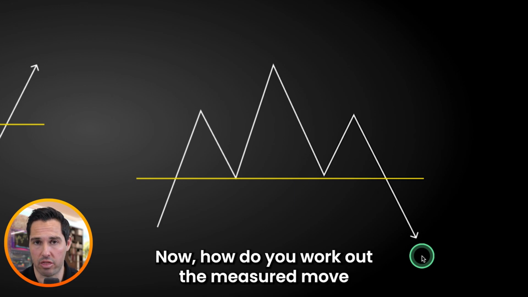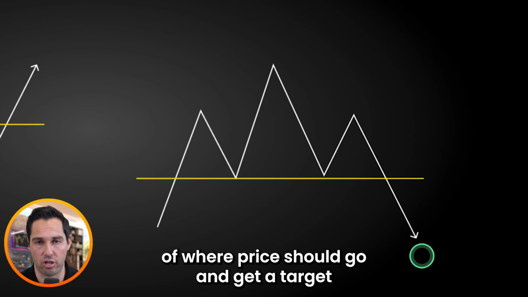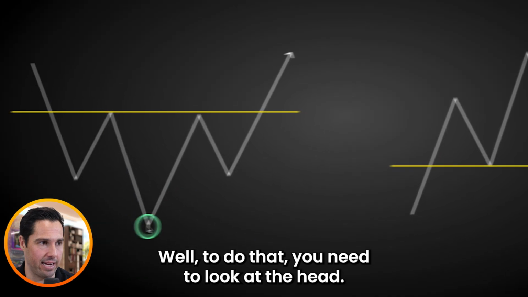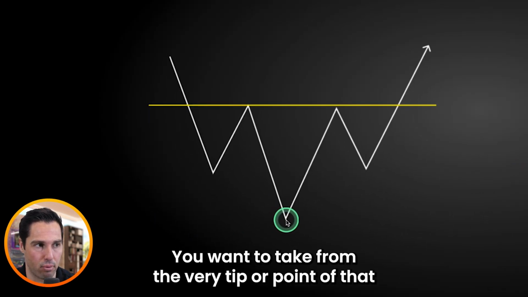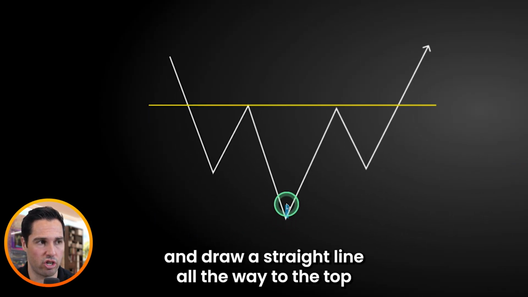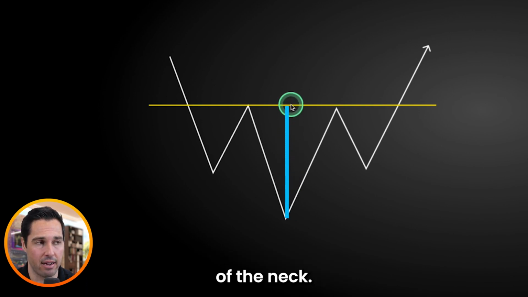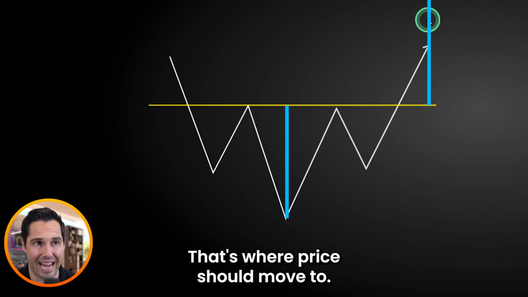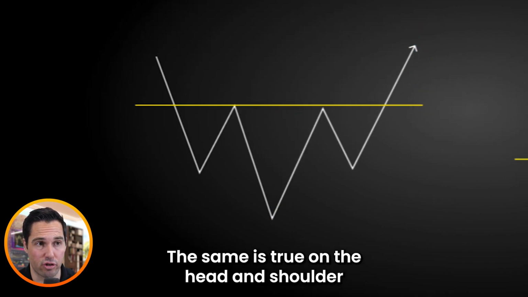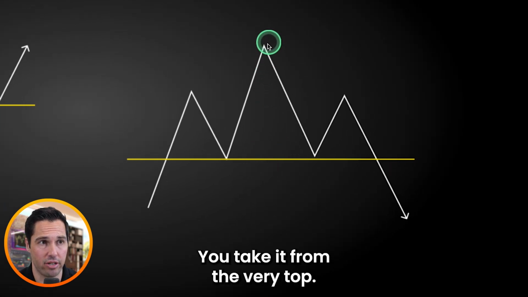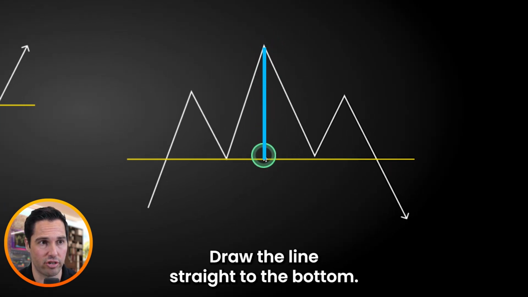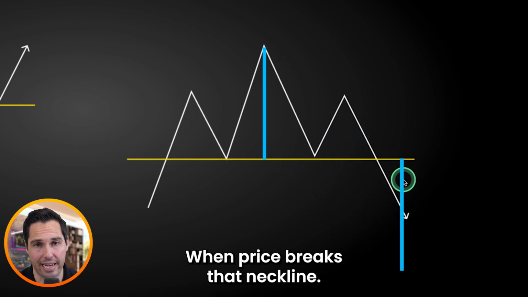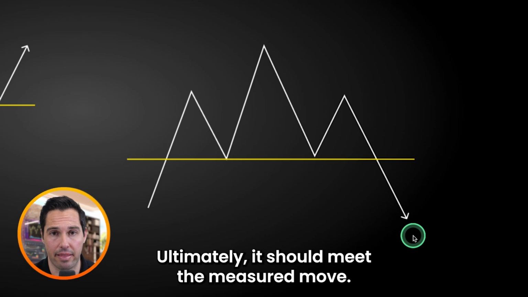Now, how do you work out the measured move of where price should go and get a target from that level? Well, to do that, you need to look at the head. You want to take from the very tip or point of that and draw a straight line all the way to the top of the neck. Copy and paste that line above the neckline. When price breaks out, that's where price should move to. The same is true on the head and shoulders formation over here. You take it from the very top, draw the line straight to the bottom, copy and paste that below the neckline. When price breaks that neckline, ultimately it should meet the measured move.